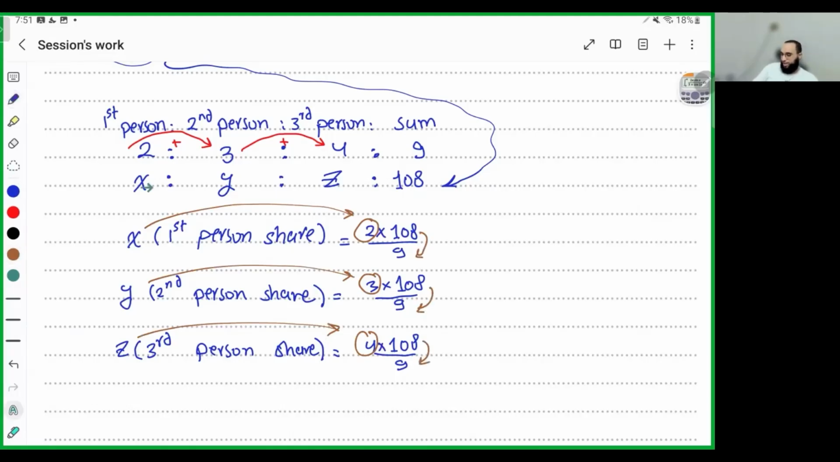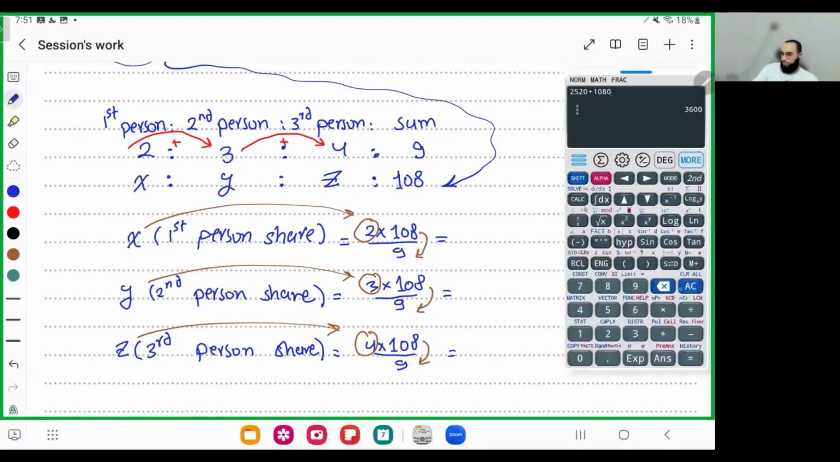Then it's 2 times 108 over 9. Sorry, 2 times 108 over 9, 3 times 108 over 9, 4 times 108 over 9. And that's it. You can get it by the calculator. This is the calculator. The first one, 2 times 108 over 9, 24.